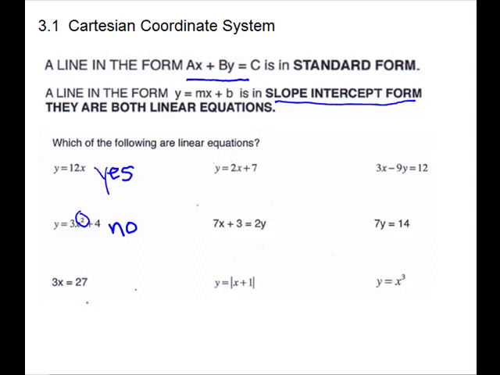Our third one, it only has an x. But the exponent of the variable is 1. This one is going to be a line. It will be a special line. And we'll come back to that. In our middle column, this one is a line. It has x and y. Exponents are 1. It is in slope-intercept form.